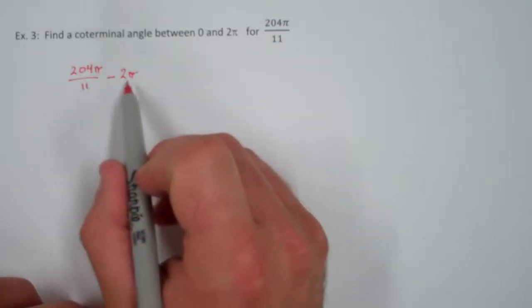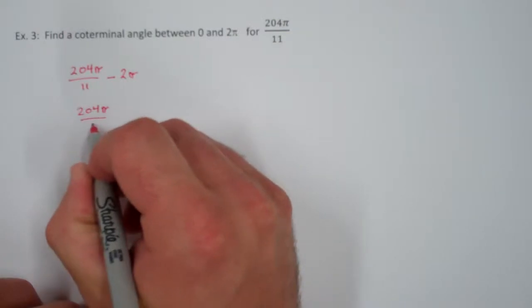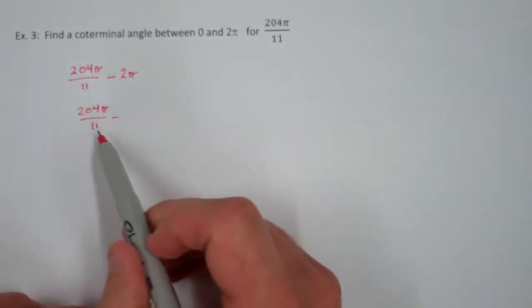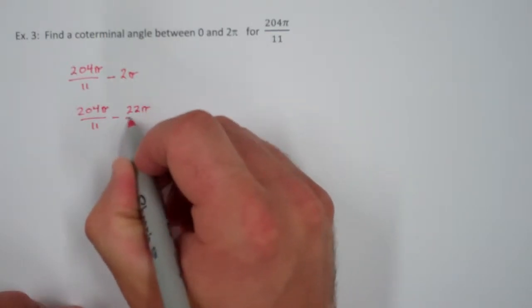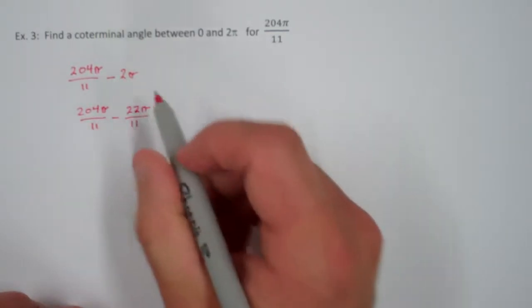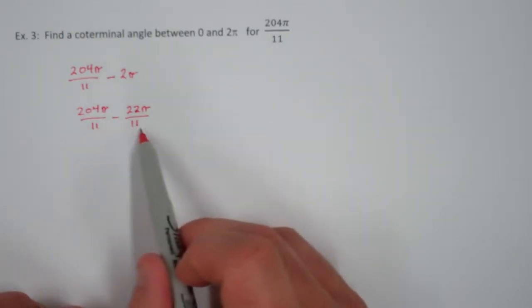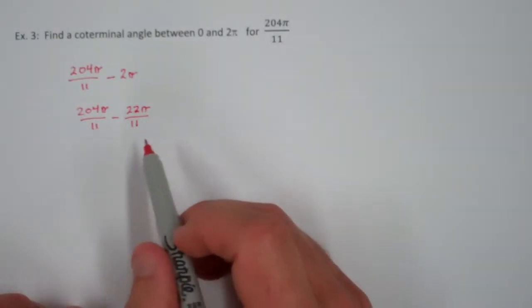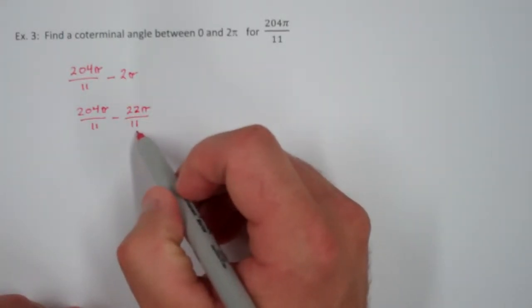Note that to perform this operation, we'll need to change this 2 pi into something with a denominator of 11. So I know that 22 divided by 11 is 2, and this will give us a situation here where we have a common denominator and we can actually perform this operation. So every time we're just going to be subtracting 22 pi over 11.